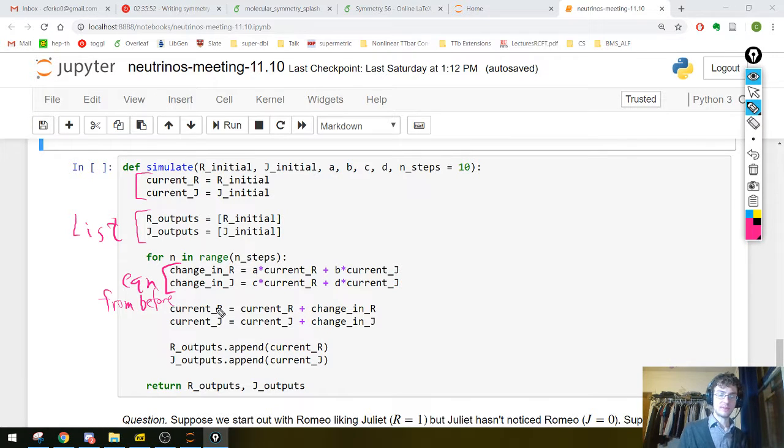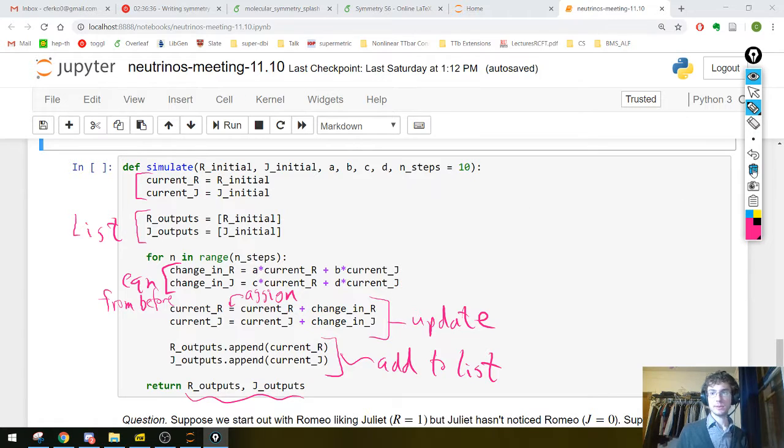Then once I have the changes, I have to update the current Romeo and Juliet. So this is the updating step. Updating just means I take the current Romeo, I add the change, and then I assign that to be the new current Romeo. So this equation looks weird. It looks like I'm saying thing equals thing plus other thing. But you should really read this equal sign as assignment. So I'm taking the old current Romeo and reassigning him to the new value of current Romeo plus the change. So this is the update step. And then I'm trying to make a list of all these guys, so I better append them to the list. So I add to the list. And then at the end I get all the Romeos and all the Juliets.